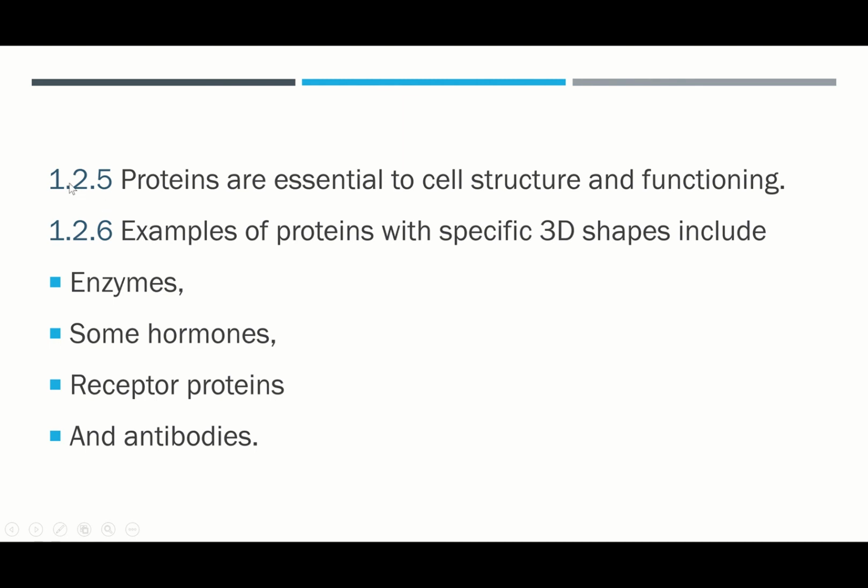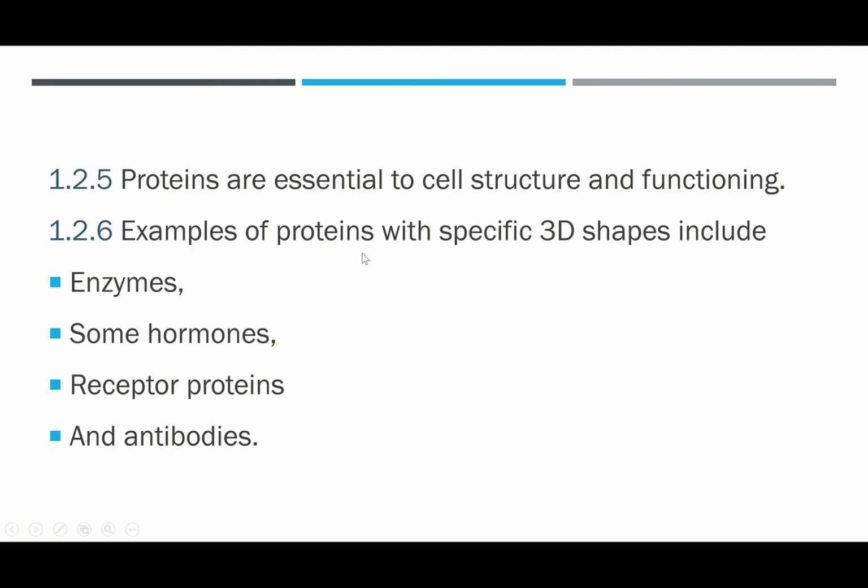And finally, we get to the learning intention 1.2.5. Proteins are essential to cell structure and functioning. Again, this is the real reason why proteins are important. They are essential to cell structure and cell functioning. Examples of proteins with specific 3D shapes include enzymes, some hormones, receptor proteins, and antibodies. And that is the last slide in this PowerPoint presentation.